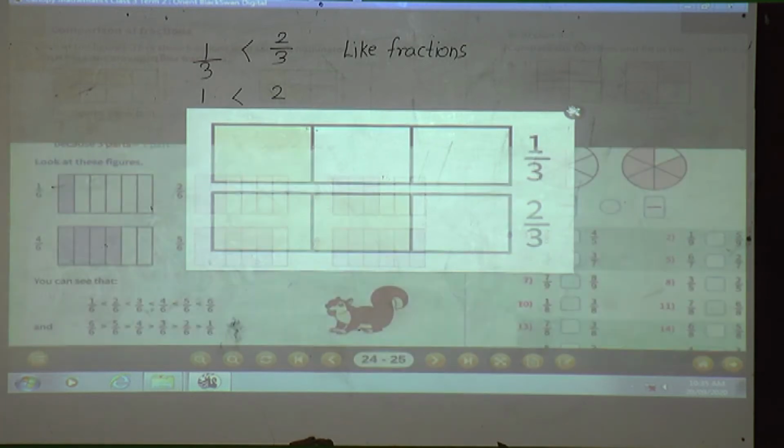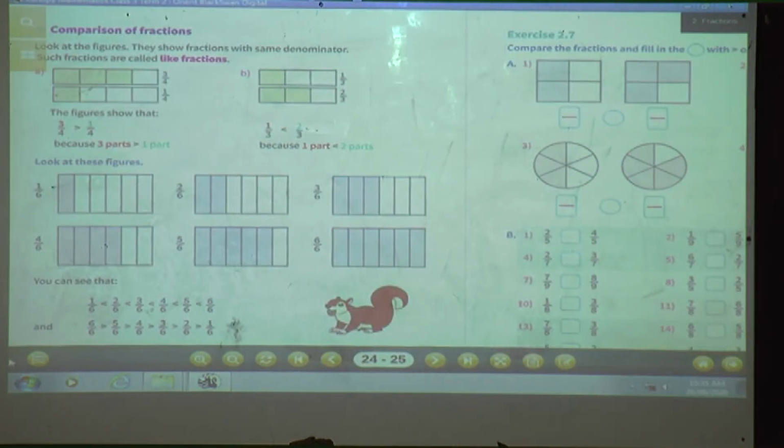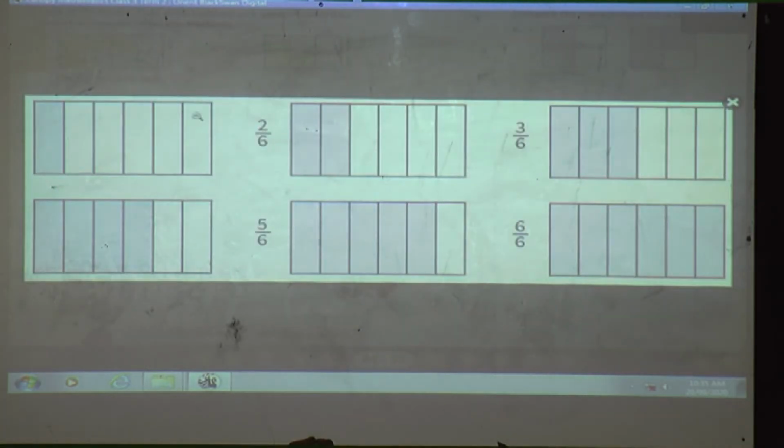Now we'll move to the next part. Look at these figures. Here this whole is divided into 6 equal parts, and out of 6 parts only 1 is shaded. So what is the fraction of this part? 1 by 6. Here also again this whole is divided into 6 equal parts, and out of those 6 parts 2 are shaded. So the fraction is 2 by 6. Here out of 6, 3 parts are shaded. So the fraction is 3 by 6.